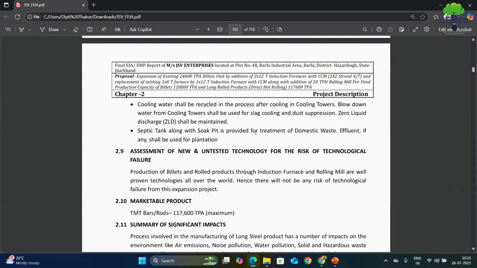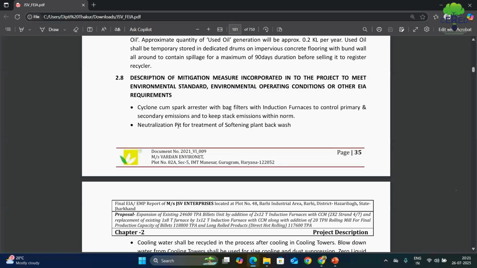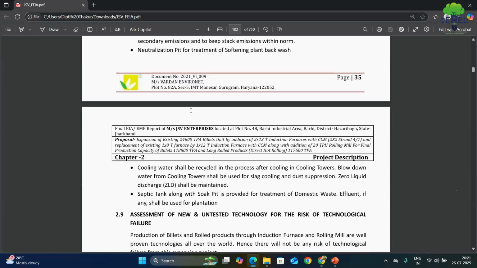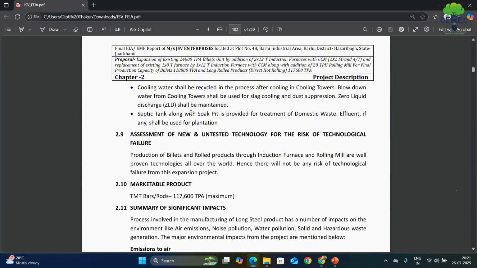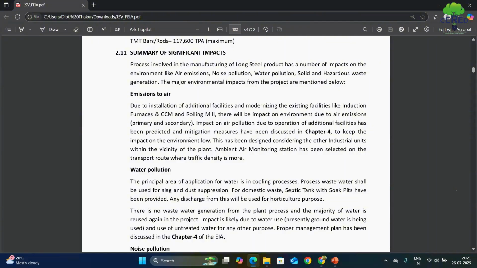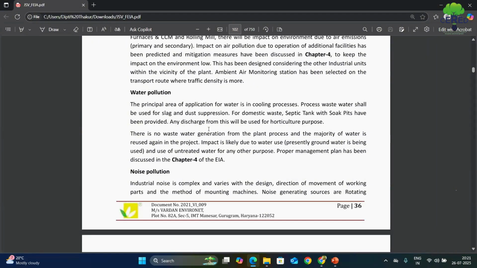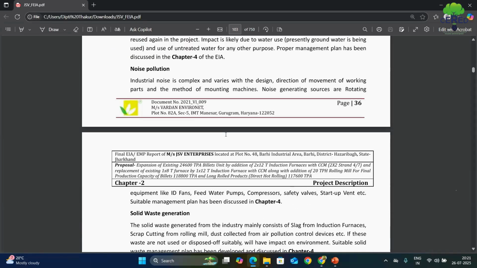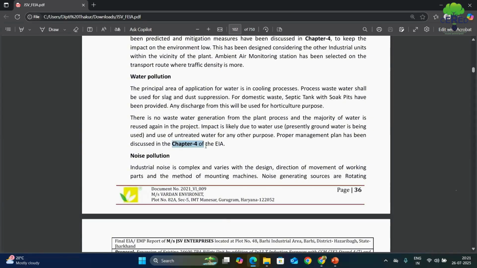Next one is the description and mitigation measures incorporated, which is the cyclone. These are the mitigation measures we will incorporate in chapter 2 a little bit, but we will understand them in chapter 4 again. So this is the significant impact and summary of EIA: emission of air, water pollution, noise pollution. These are all summarized, and as you can see, it is written in chapter 4 of the EIA. So the basic impact analysis is written in chapter 4 of the EIA.